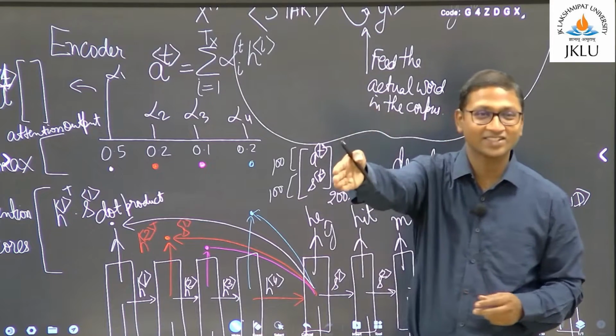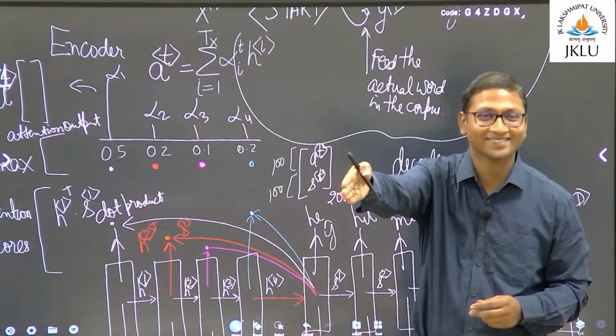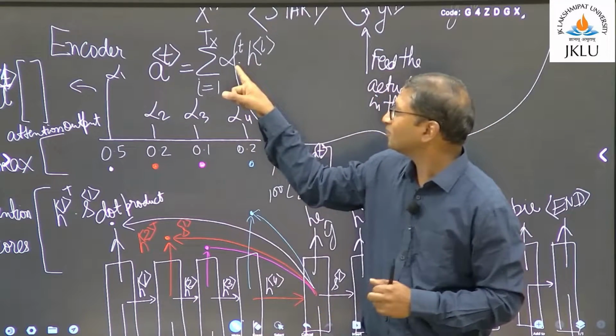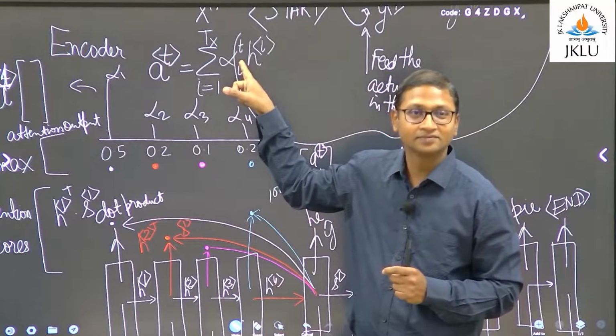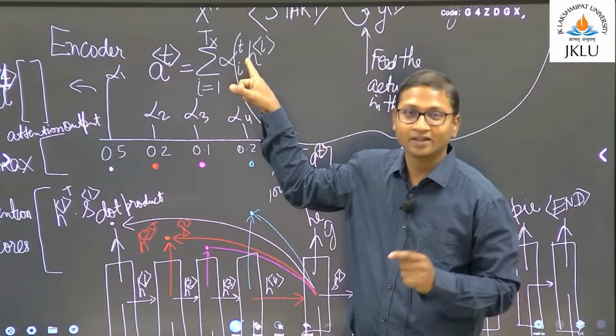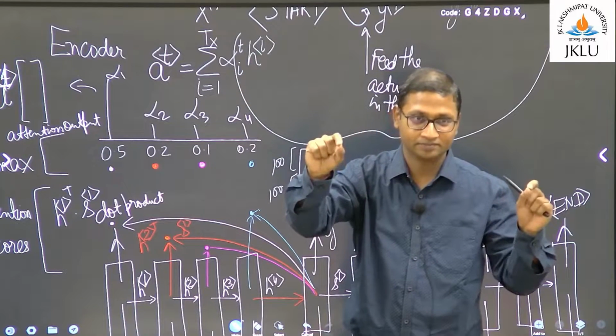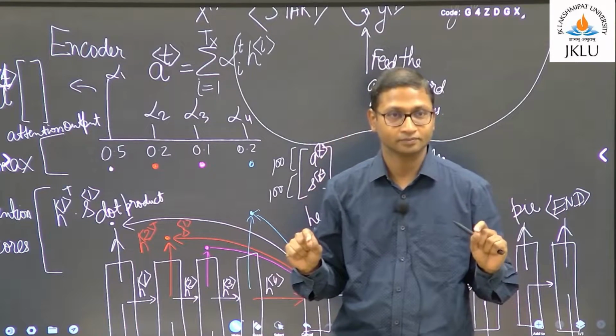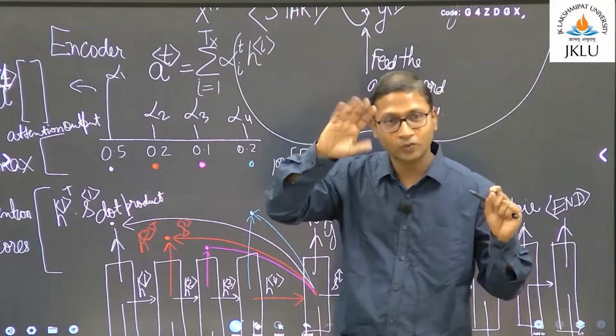You just answered the same question. So, what are alphas? Numbers between 0 and 1, okay? And they sum to 1. So, summation alpha_i is equal to 1.